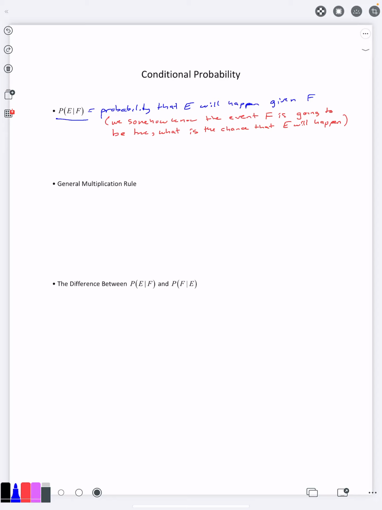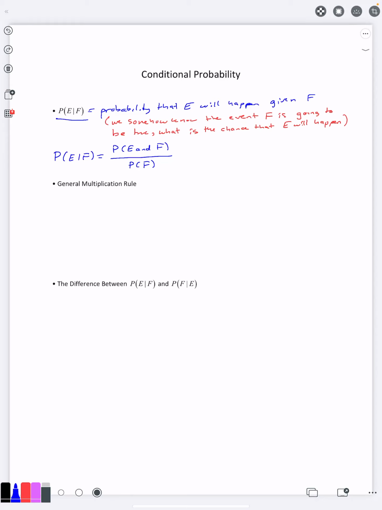And the way that we generally calculate this is the probability of E given F is the probability of E and F both happening divided by the probability of F. And so if you're ever asked to calculate a conditional probability, you will use that formula to do so. You'll somehow find the probability E and F. Maybe it's given to you in the problem, maybe not. You will then divide it by the probability of F, and that will give you the conditional probability.